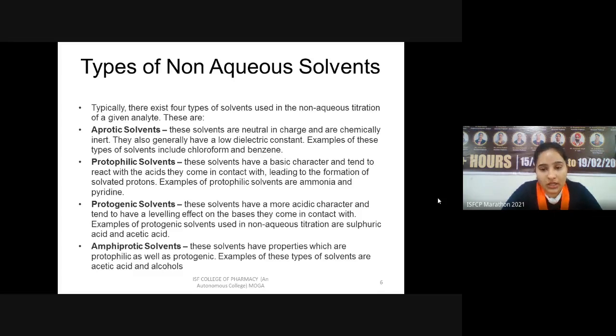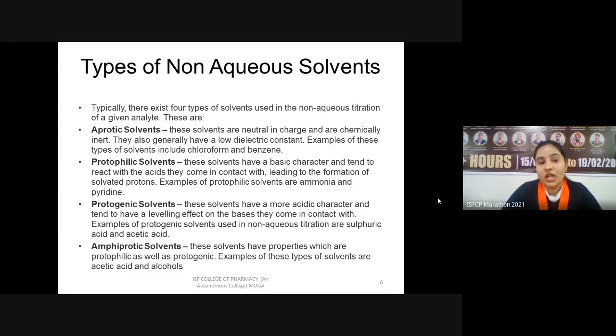Protogenic solvents show acidic character. The protogenic solvents are those which themselves are acidic. They have a tendency to release H positive ions. They have a tendency to release proton ions when dissolved in the solvent. So these solvents have a more acidic character and tend to have a leveling effect on the bases they come in contact with. Now what do you mean by the leveling effect of bases?